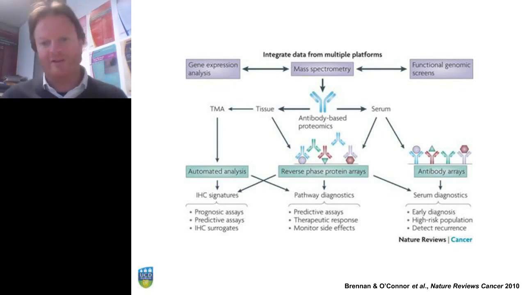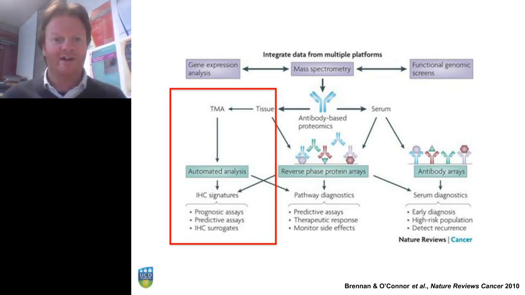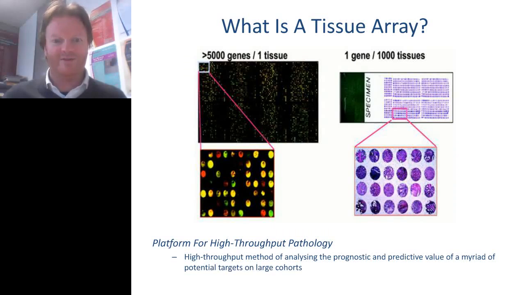We use multiple approaches to do this. We use things like reverse phase protein arrays and antibody arrays. But what I'm going to focus on today is how we use tissue microarrays to clinically validate the biomarkers that we identify from these diverse discovery approaches, and how we actually move those one step closer to developing clinical tests for them.